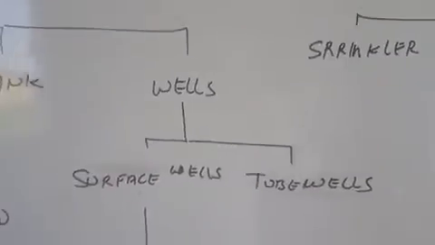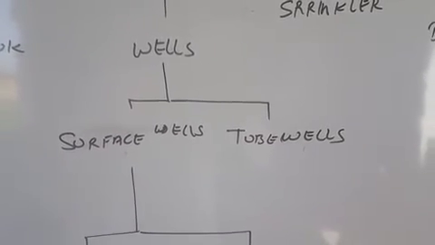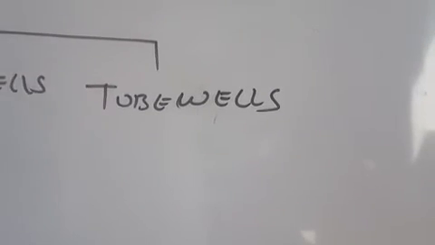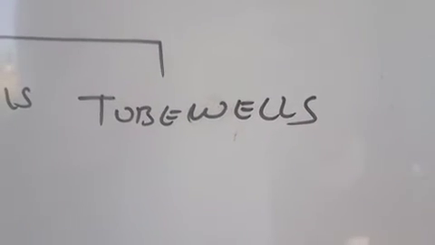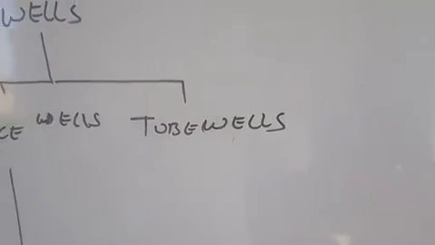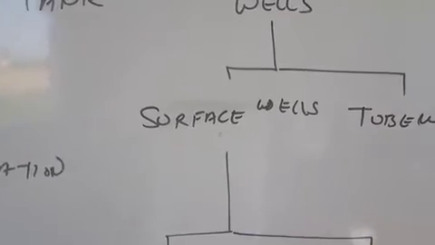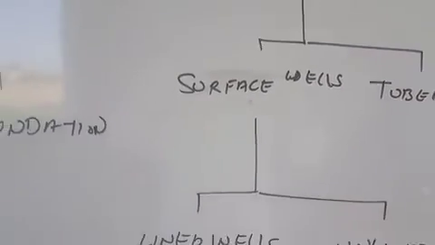If we talk about wells, wells are of two types: surface wells and tube wells. You know very well the word tube wells. Nowadays every home has a tube well, like submersible wells, and tube wells have been familiar for the last around 40 years. But surface wells have been there for centuries.